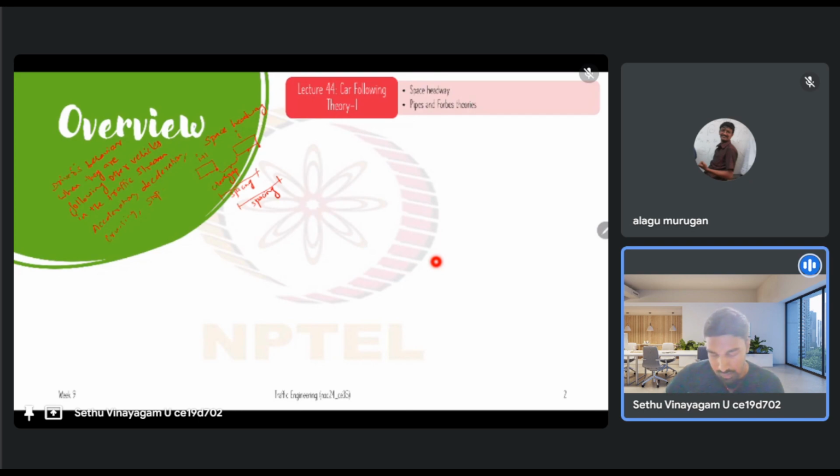Okay, so what does this comprise of? This comprises of the clear gap plus the length of the vehicle. So spacing has the clear gap as well as the length of one of the vehicles included in it, right? So that is our space headway.